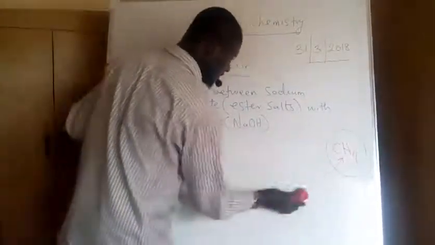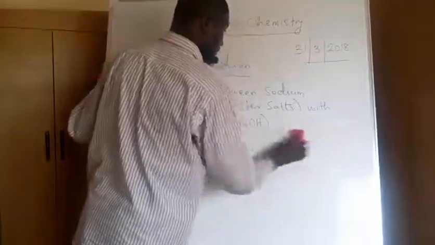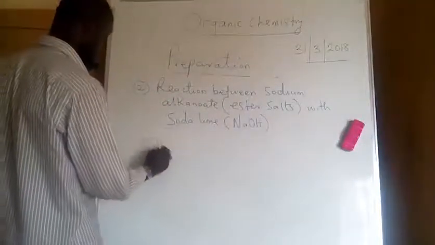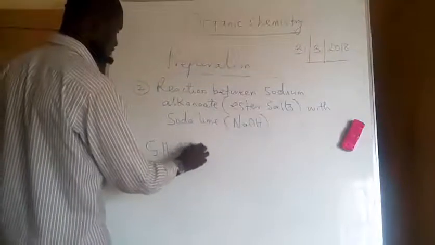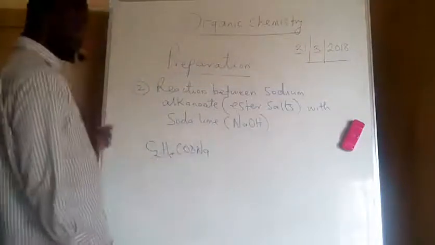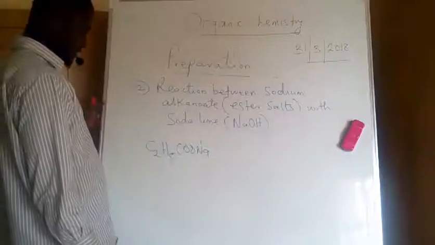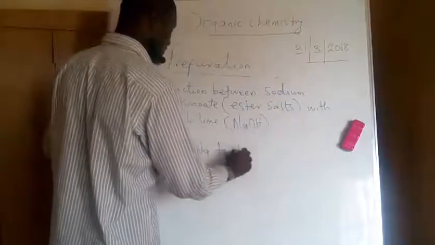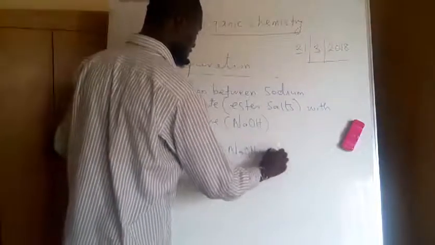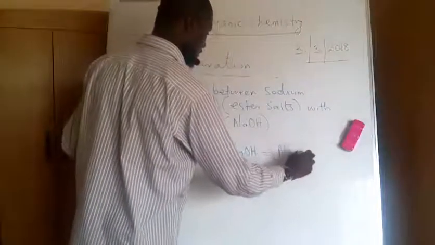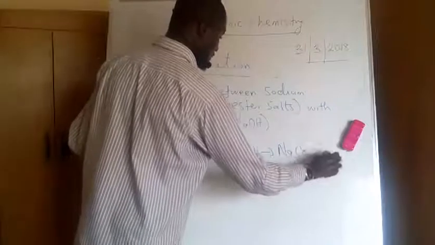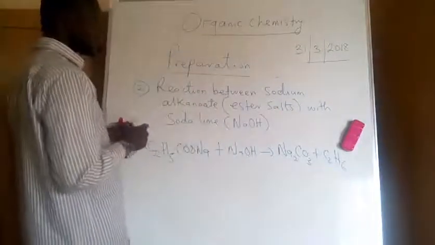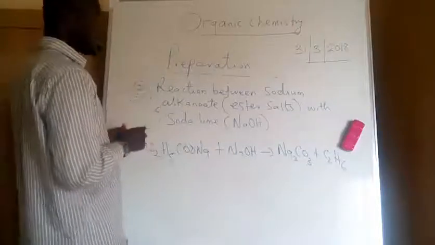Let me use one other example. If I have C2H5COONa, this is sodium propanoate. Sodium propanoate plus soda lime, sodium hydroxide, I will have sodium carbonate plus C2H6. So we can produce alkane using this preparation method.